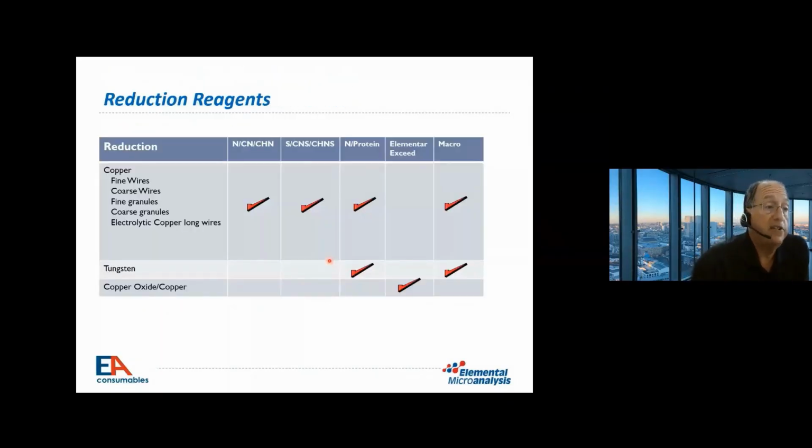Next is reduction agents. Mostly we're talking about copper. We went through this before. The copper is available in many different forms, and some are advantageous for different types of analyses. Tungsten is used in the Elementar systems for certain protein analyzers and their macro analyzer. And Elementar also has a copper oxide reduction tube in the case of the Elementar Exceed type of analyzer, but that's a topic for another talk, another day.